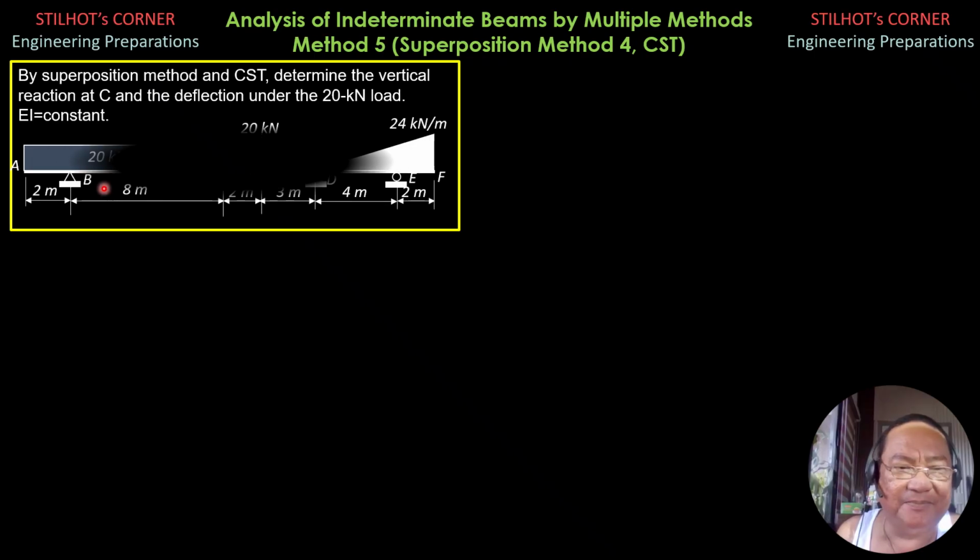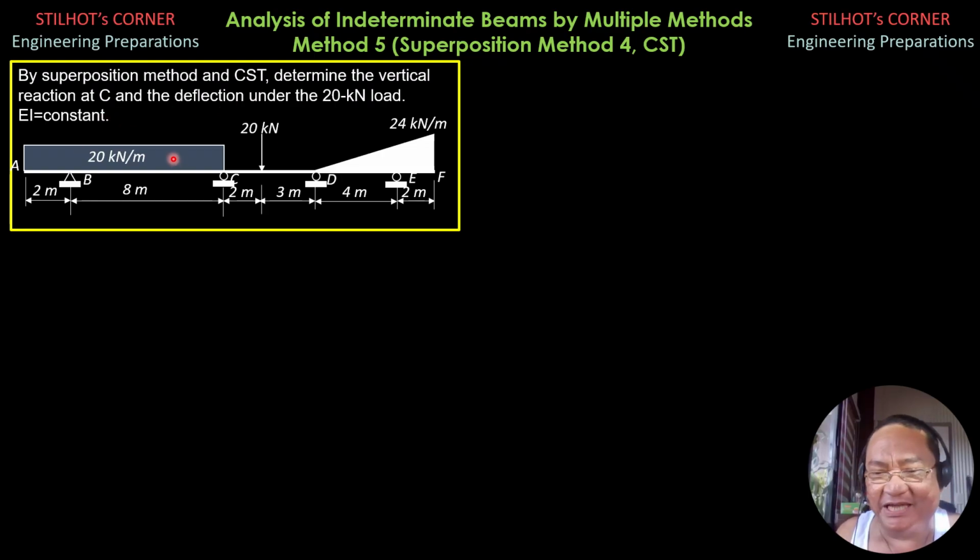So here is the problem. By superposition method and Castigliano's second theorem, determine the vertical reaction at C and the deflection under the 20 kilonewton load. EI is constant. So this is method number 5.